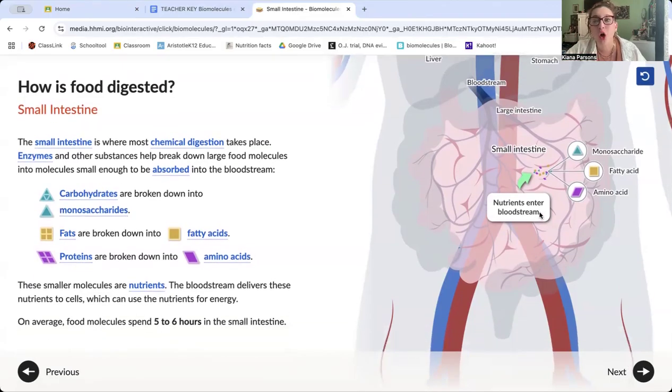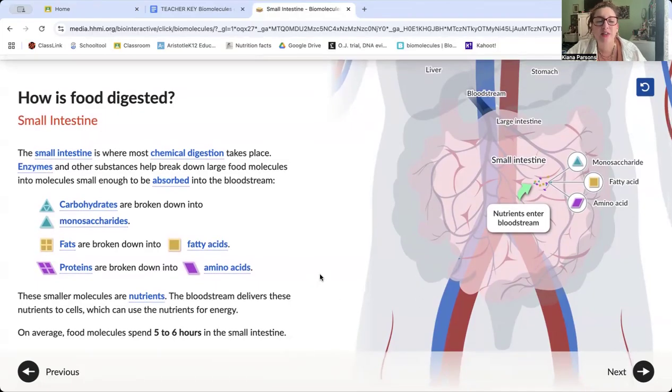These smaller molecules are nutrients, and the bloodstream delivers these nutrients to cells, which can use the nutrients for energy or to build new cell parts, in the case of those amino acids, which may be used to build enzymes or cell parts, muscles, or anything else that is made out of proteins in the body. On average, food molecules spend 5 to 6 hours in the small intestine while the nutrients from the food are being absorbed.